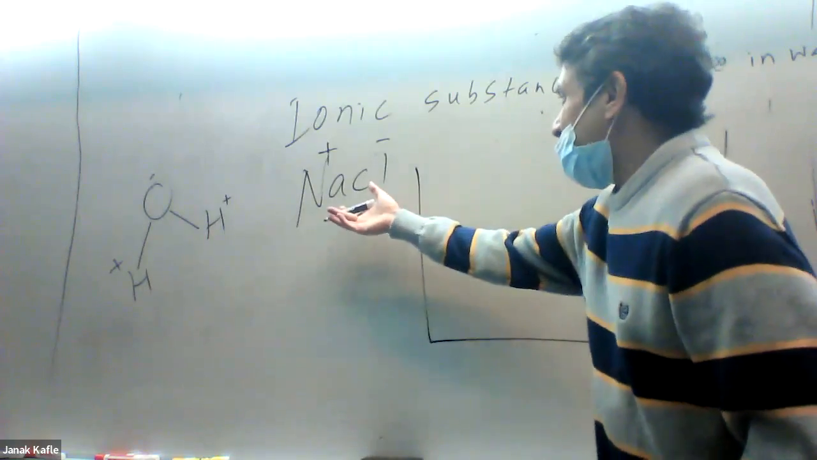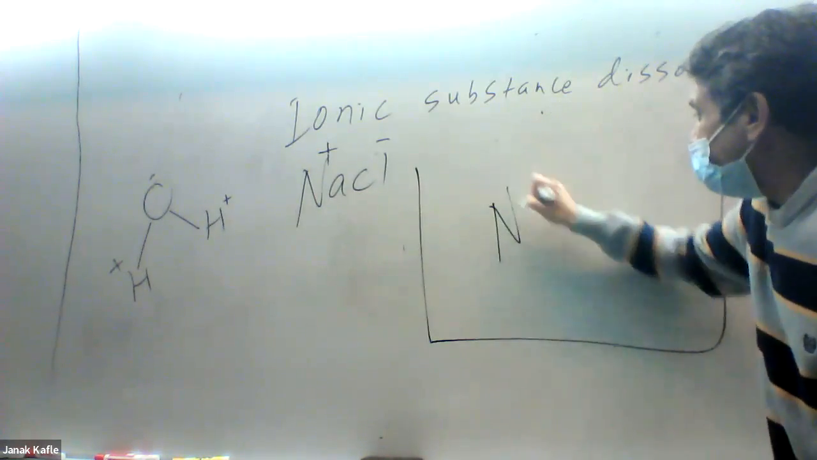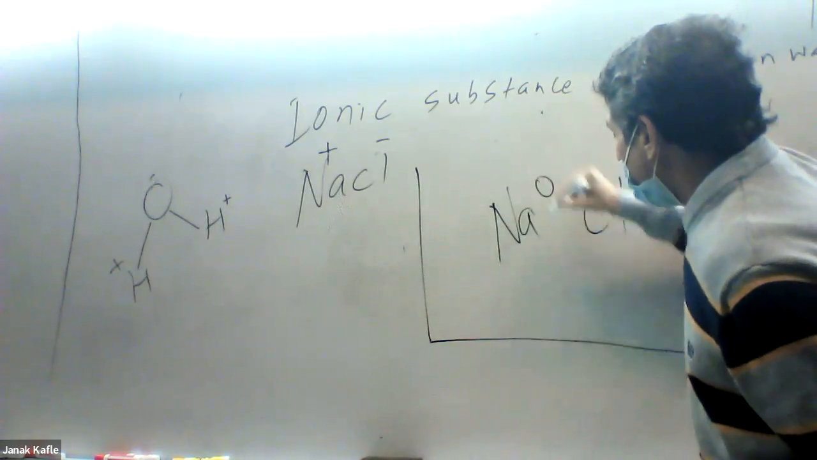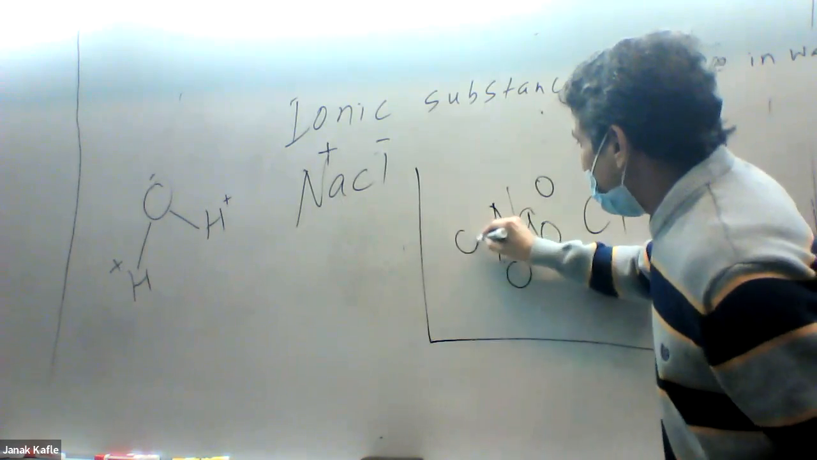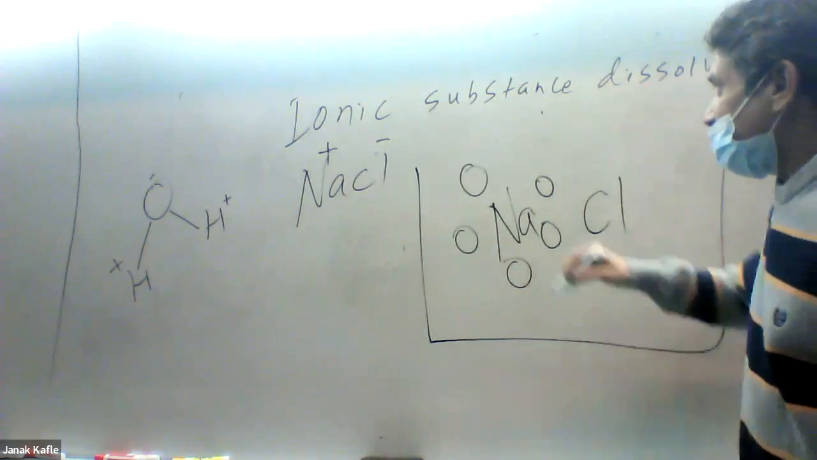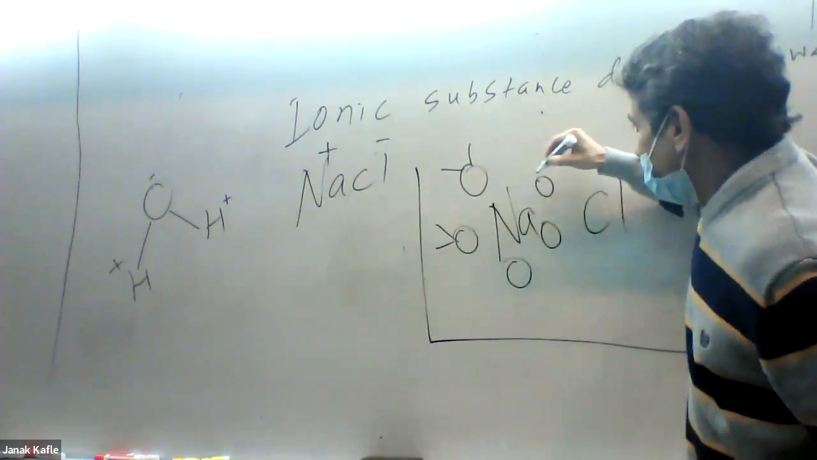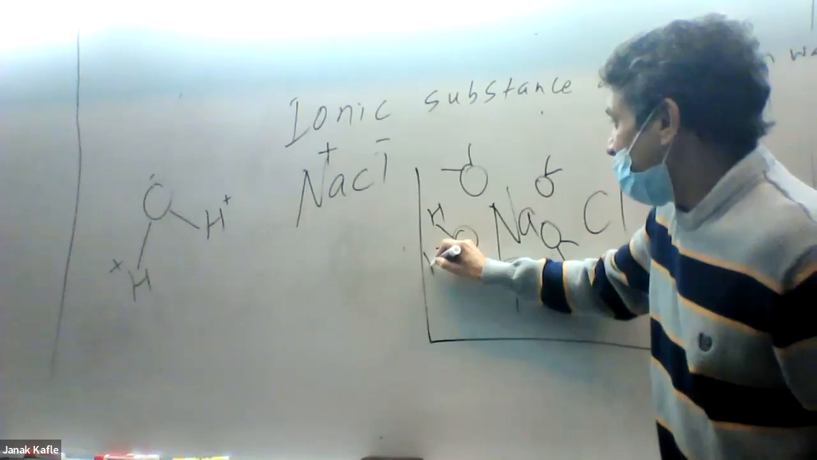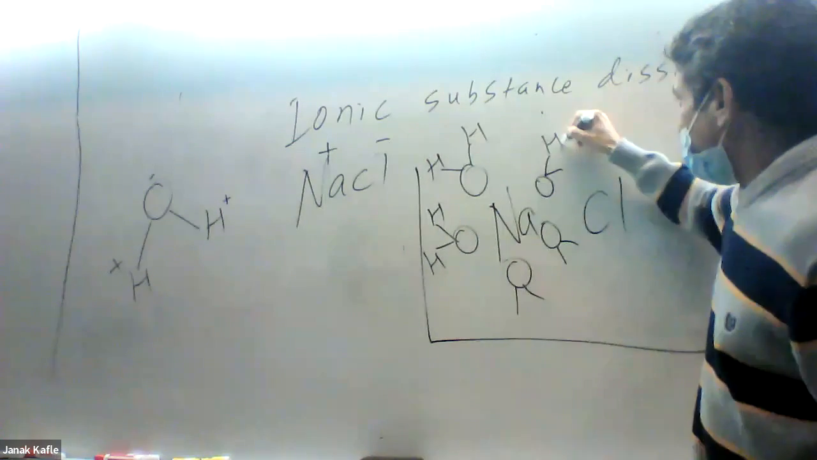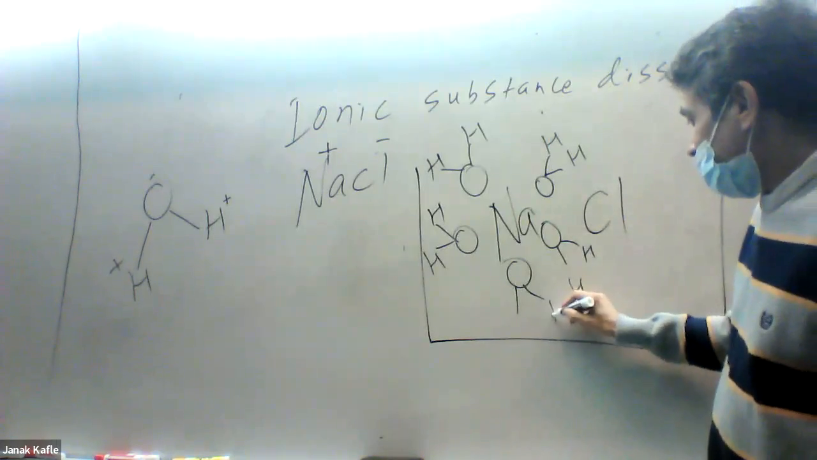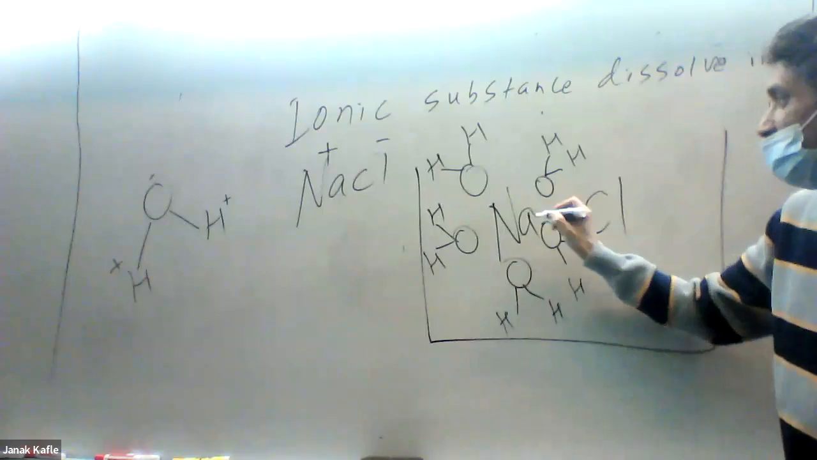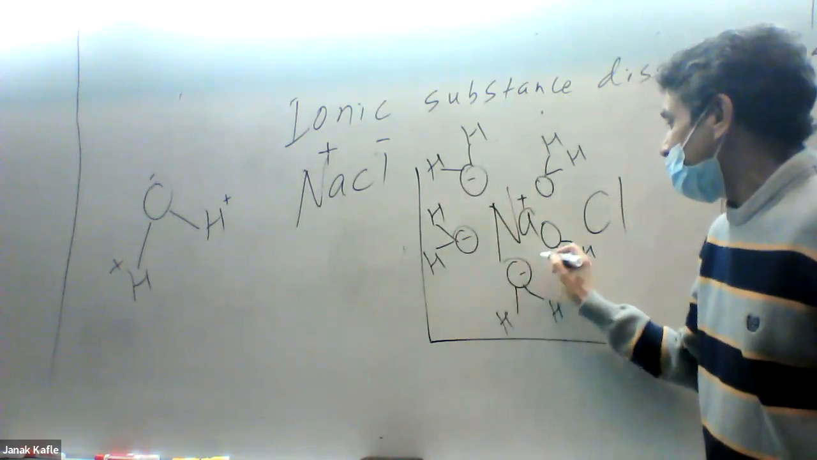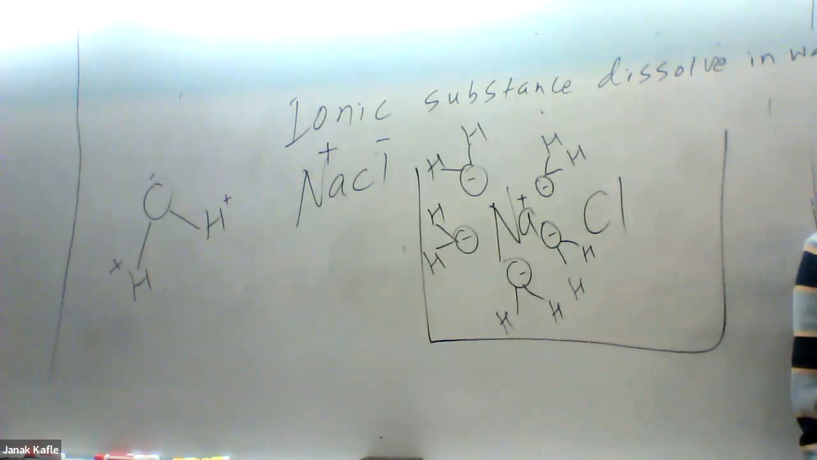When I put this sodium chloride in water, sodium is here and chlorine is here. The oxygen of water is going to pull toward the sodium, like this. You see that? There are two hydrogens here, two hydrogens here, two hydrogens here, like that. The positive sodium is being surrounded by the negative O of the water. Oxygen is negative. Make sense? Everybody got that?